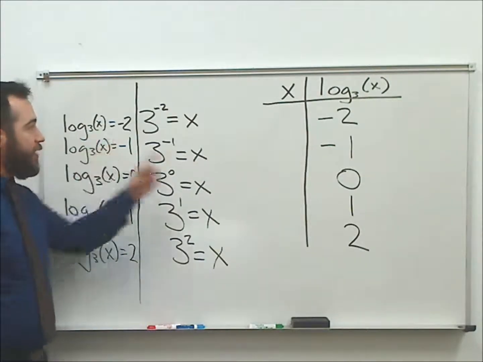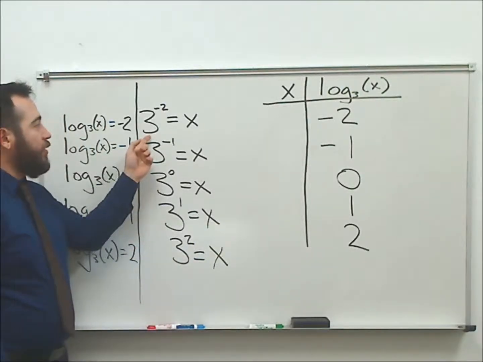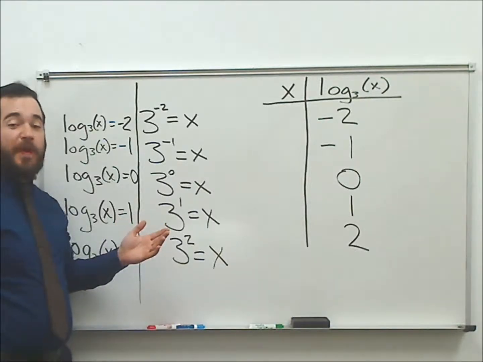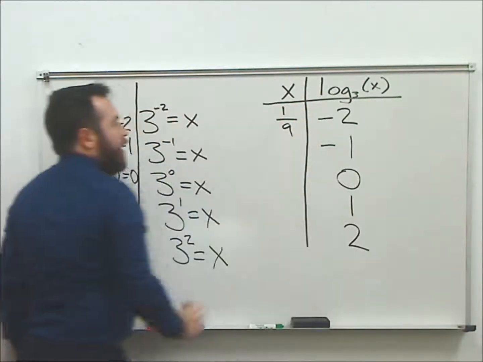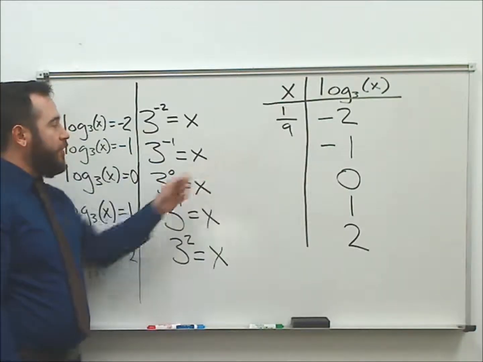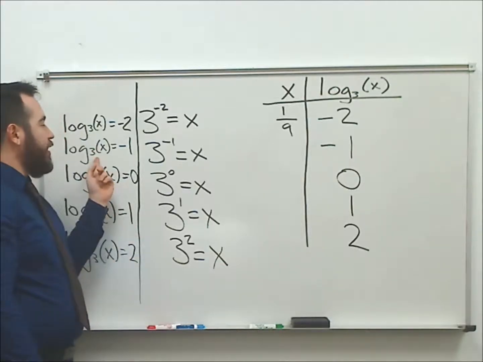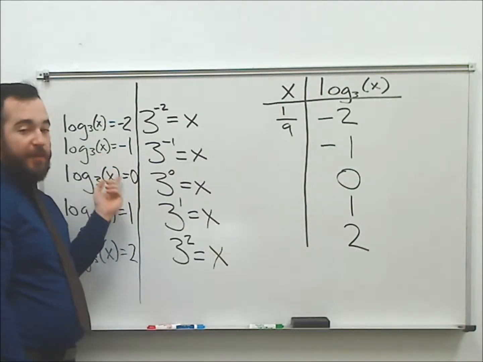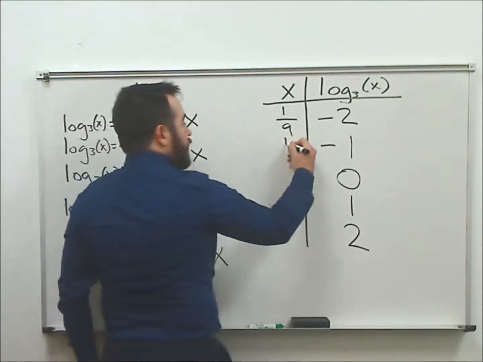Log base 3 of x equals -2, so just taking from our table, gives us the equivalent equation 3 to the -2 equals x. 3 to the -2 is 1/9, so we can fill in the left-hand side of our table here. Next up, 3 to the -1 equals x is the equivalent equation for log base 3 of x equals -1. So what we're asking here is 3 to the -1 power equals x, remember. Exactly what we have. 3 to the -1 is 1/3.